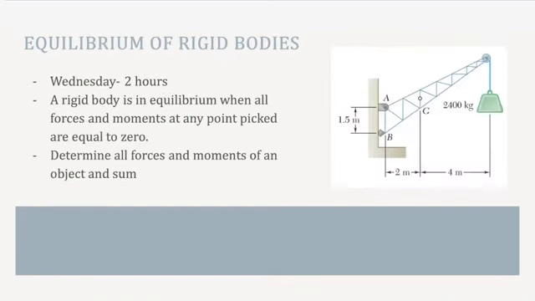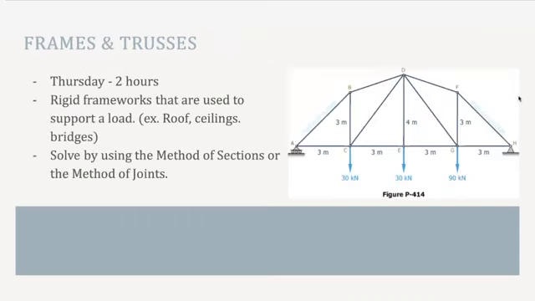On Wednesday for 2 hours, it'd be the equilibrium of rigid bodies. A rigid body is in equilibrium when all forces and moments at any point picked are equal to 0. So first you would determine all forces and moments of an object and sum. On Thursday for 2 hours, it'd be frames and trusses. Those are rigid frameworks that are used to support a load like roofs, ceilings, bridges. You solve those by either using the method of sections or the method of joints.